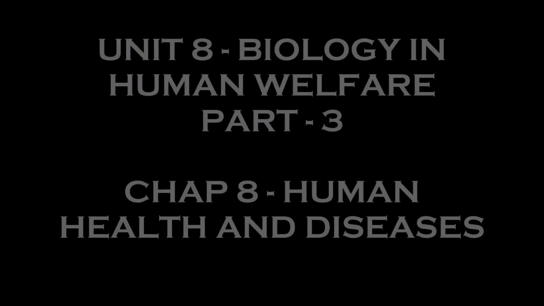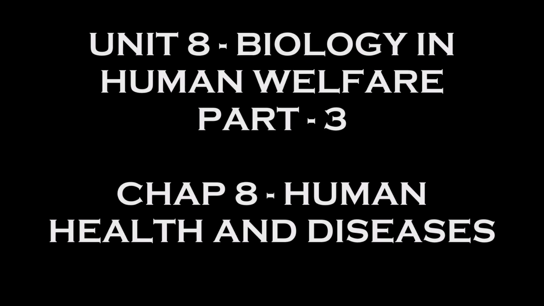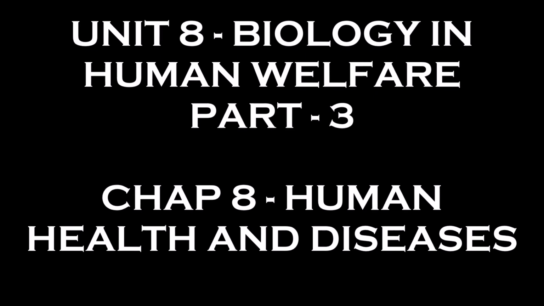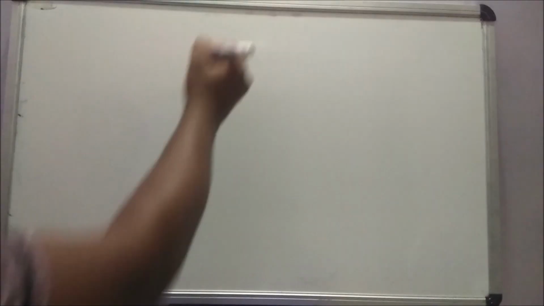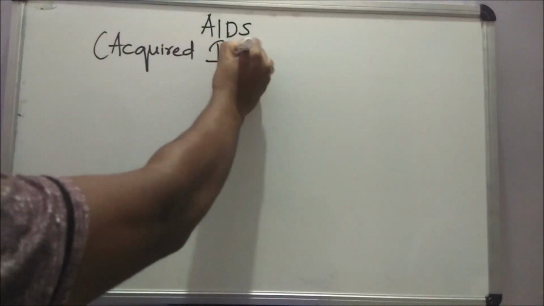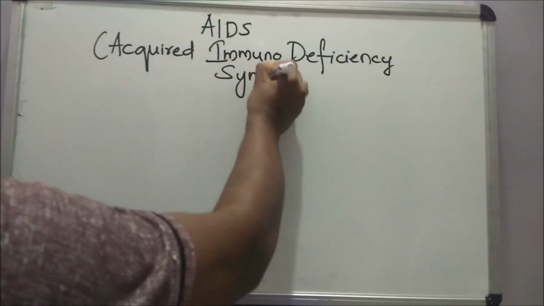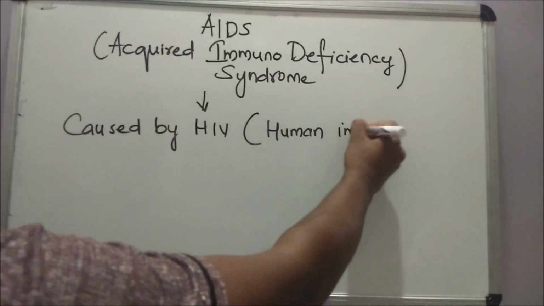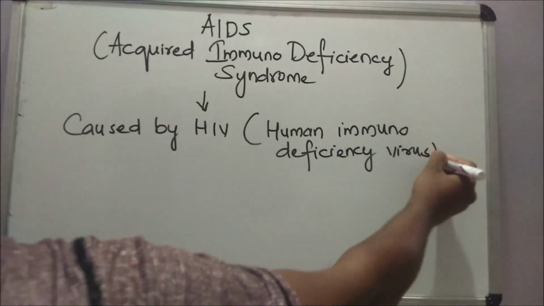Hi guys, in this video we're going to cover about three topics. The first one is AIDS, the second is cancer, and the third is alcohol and drug abuse. AIDS. The full form of AIDS is acquired immunodeficiency syndrome, caused by a virus, HIV, which is human immunodeficiency virus.